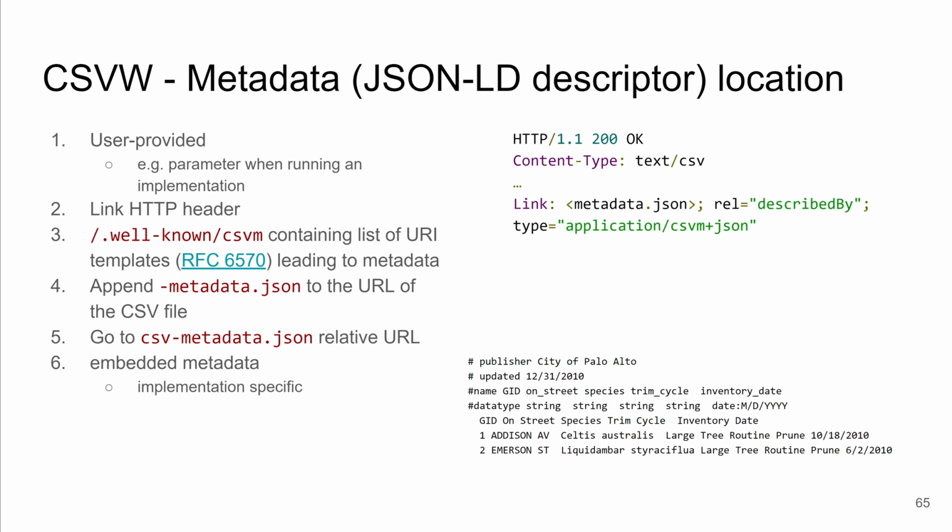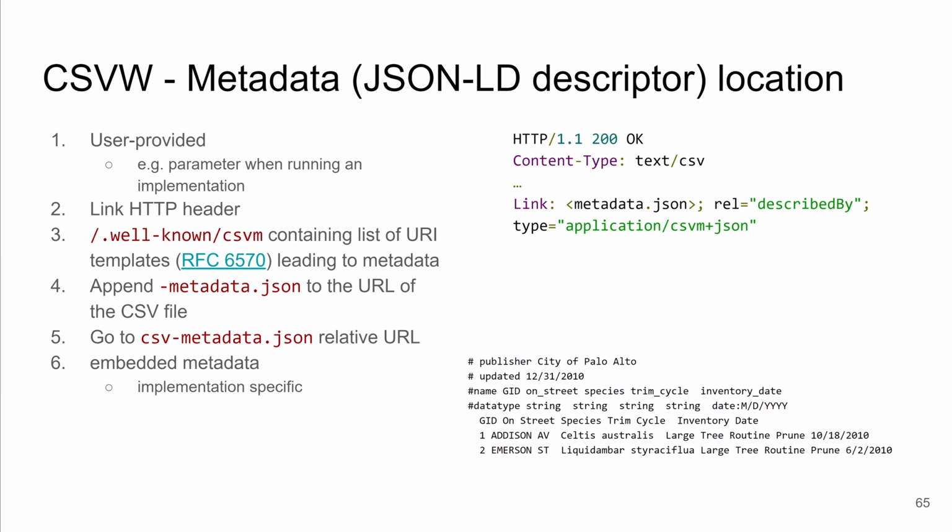The fourth option is that you take the URL of the CSV file and you append -metadata.json, and you get the JSON-LD descriptor. Then the fifth option is that you go to the csv-metadata.json relative URL. So this means that when talking about the last slash of the URL path, instead of the file name of the CSV file, there will be a csv-metadata.json file.